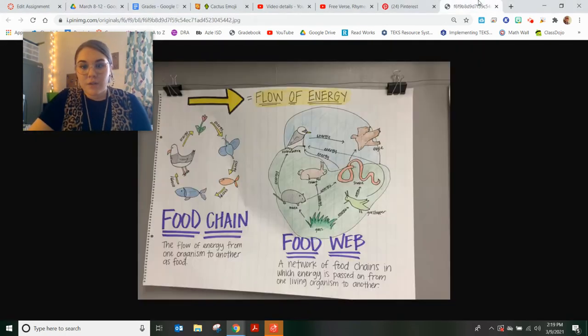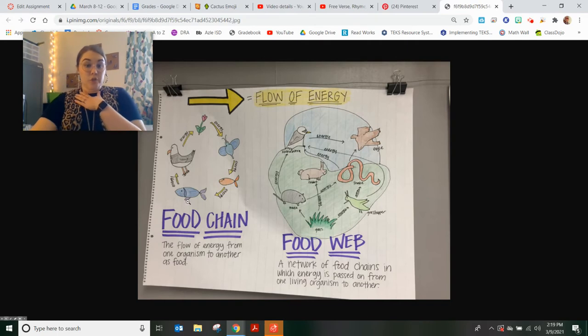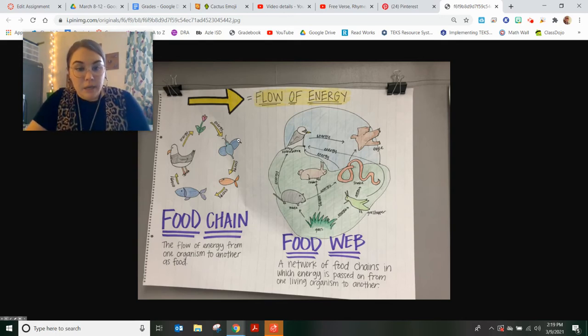So let's take a look at the difference between a food chain and a food web. Right here is what you have been seeing, and it is a food chain. It just goes from one organism to another. It's the flow of energy from one organism to another as food. So the flower gets eaten by this bug, and the bug gets eaten by the fish, and the fish gets eaten by the bigger fish, and the bigger fish gets eaten by this bird, and then it all starts back over again.